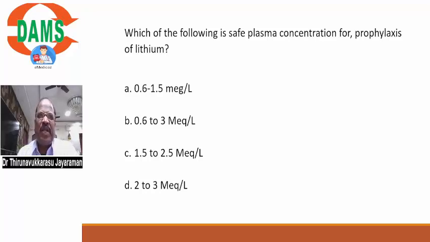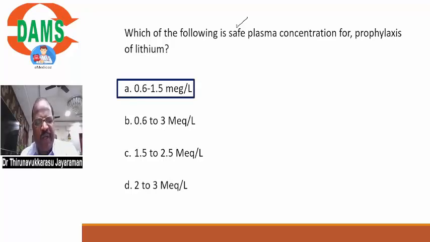I told in the classroom, 4 values: 0.5 to 0.8, 0.8 to 1.2, more than 1.5, more than 4. These 4 values you should know by heart. So now they've given, what is the safer level? 0.6 to 1.5, 0.6 to 3, 1.5 to 0.5, 2 to 3. Best is 0.6 to 1.5.